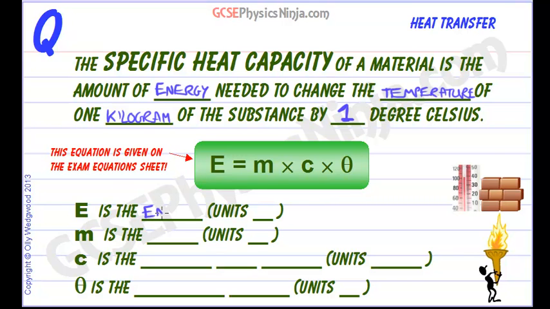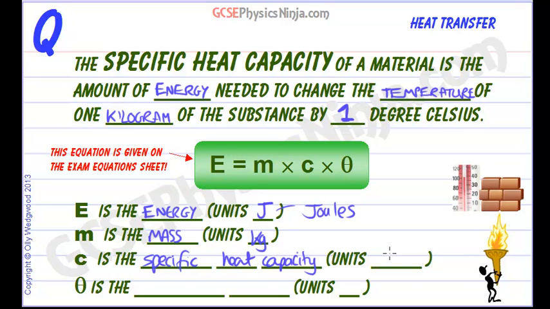E is the energy, and that's always in units of joules. M is the mass, and we always use kilograms as standard units. C is the specific heat capacity. Bit of a mouthful. And it's got strange units. It's actually in joules per kilogram degree Celsius.